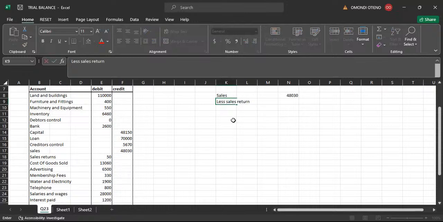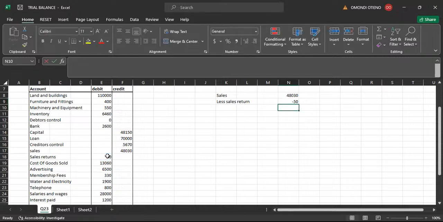return. Less sales return, which is equivalent to, if you look at this, we have 50, but this 50, remember, is positive. Our statement is saying that we less sales return. So what are we going to do? Indicate equal and negative, then you refer to 50. It will give you negative 50.